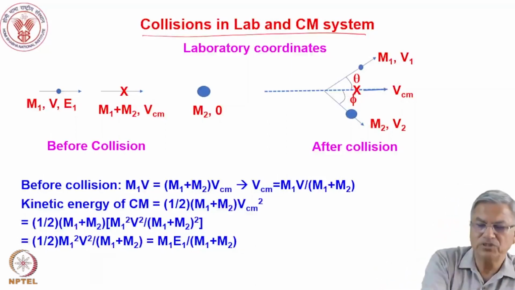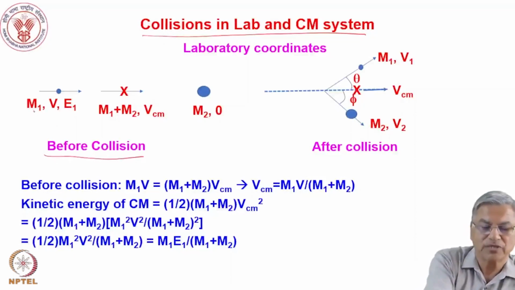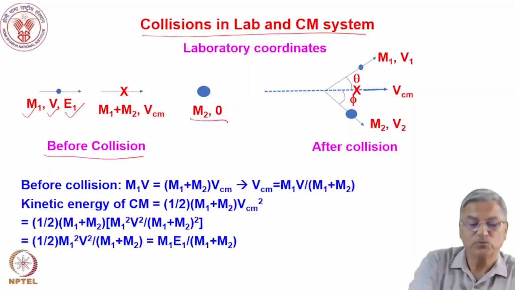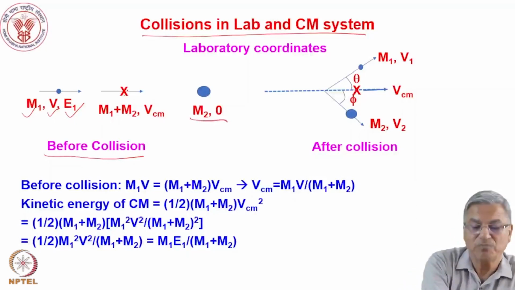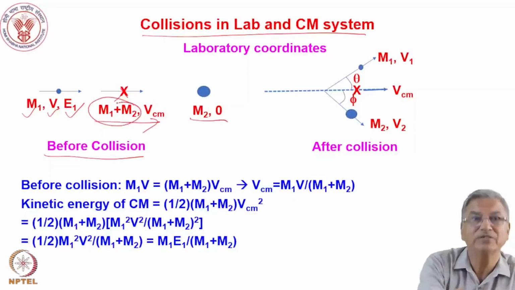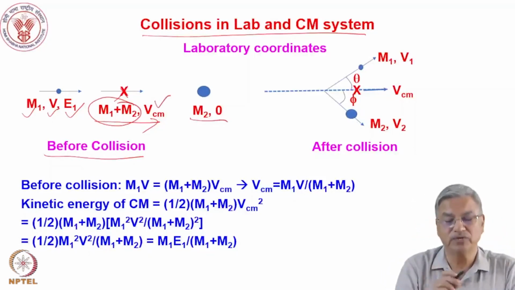So in the laboratory system, let us see here. In the laboratory system, the projectile with mass m1, energy E1 and velocity V is moving towards the target, and the target is stationary. So if the projectile is moving, the center of mass, which is in the center here, is also moving in this direction. The center of mass will have the mass m1 plus m2 and velocity Vcm. So this is the kinematics of the nuclear reaction.